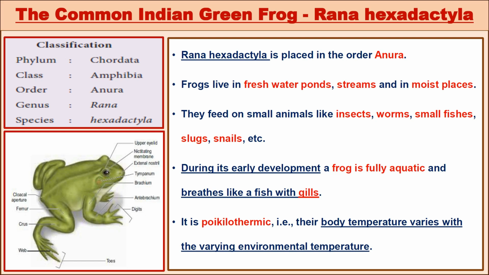They live in the freshwater ponds, streams and moist places. During their early developmental stage, they are fully aquatic and they breathe through the gills. We call this stage as tadpole. Rana hexadactyla are poikilothermic. That means they can adjust their body temperature according to their environmental temperature.